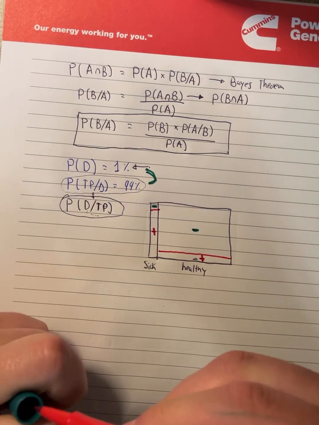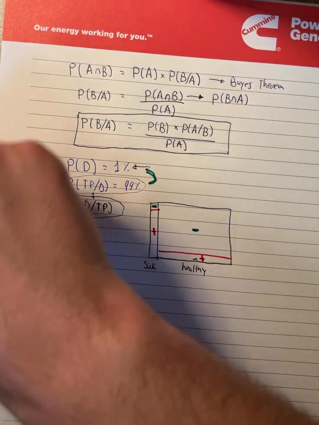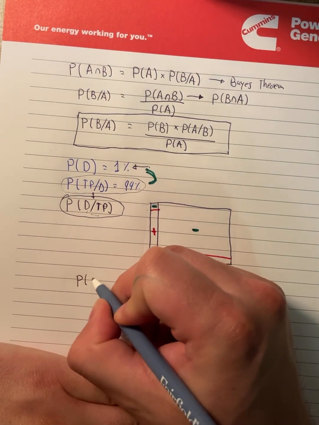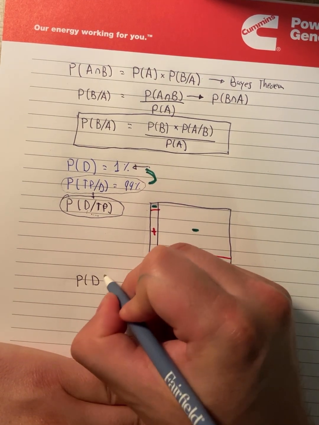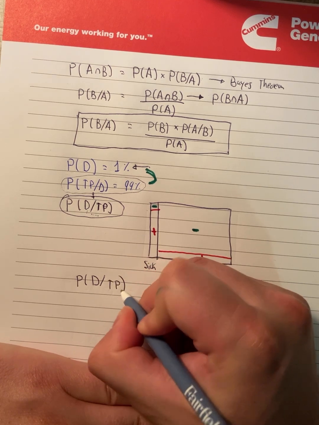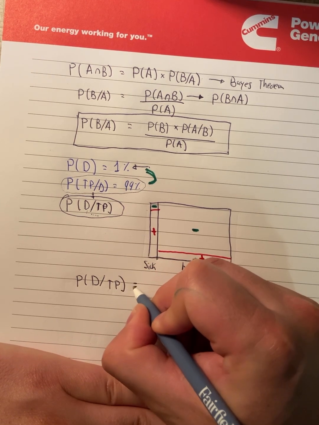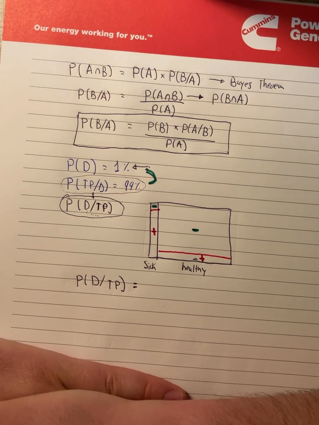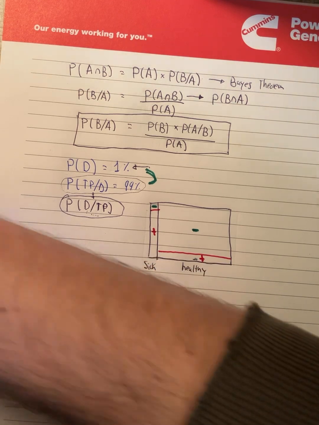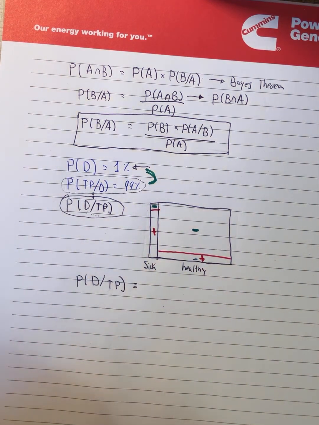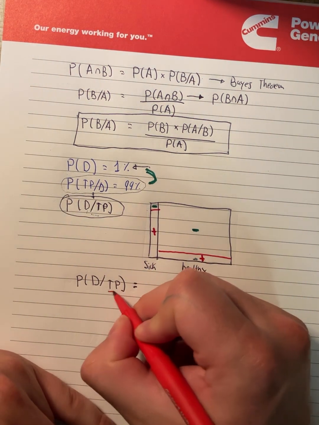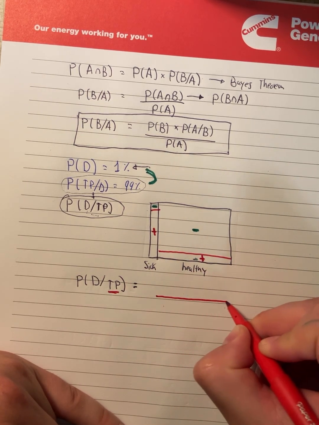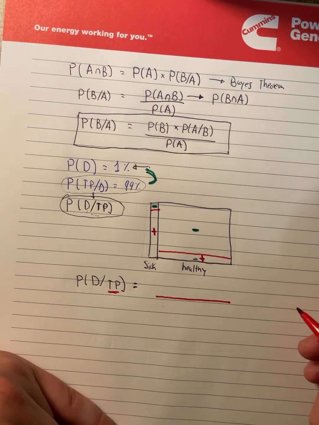Okay, so now having that said, let's keep solving this. What is the probability of having the disease if you tested positive? How can we solve this from a logical perspective? What this is telling you is that you already know you tested positive. So that's a fact. You already know you tested positive.